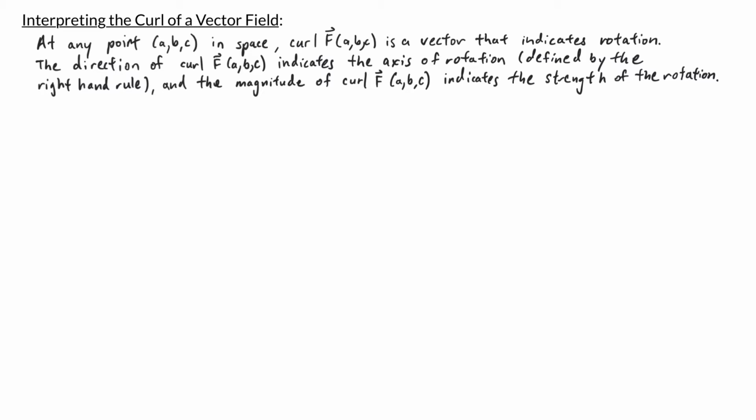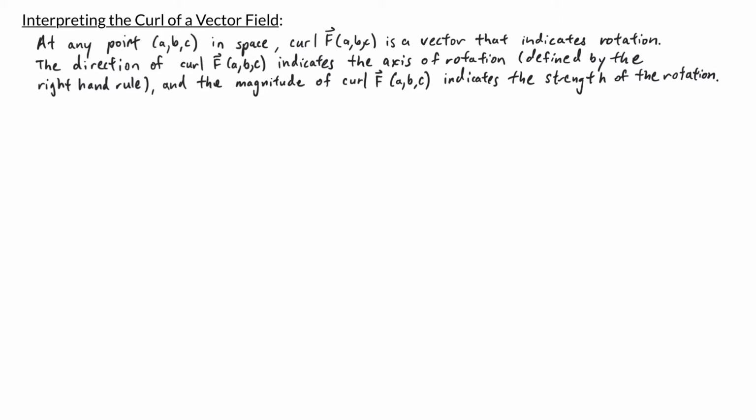One way you can visualize this is by thinking of the vector field as some body of water, and the vector field indicates the current in the water. Now, at the point a, b, c, you can place a ball. That current might rotate that ball. If it does, the curl is going to tell you what the axis of rotation is, and also how strong the rotation is.